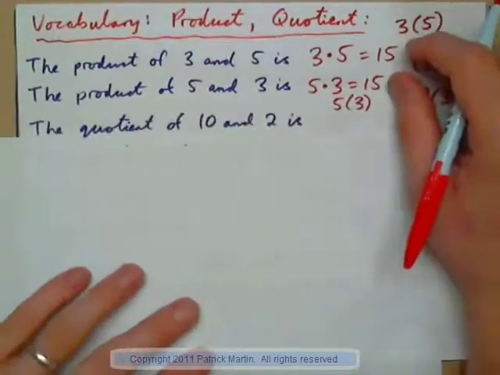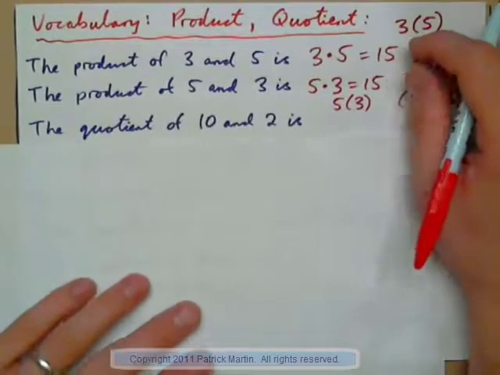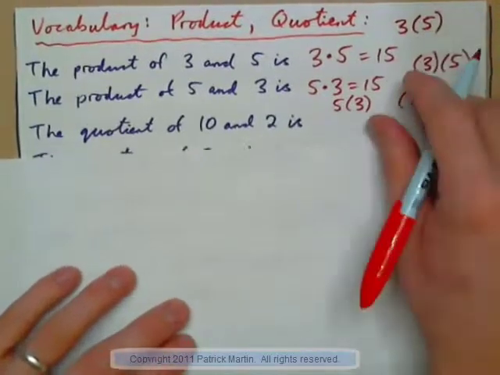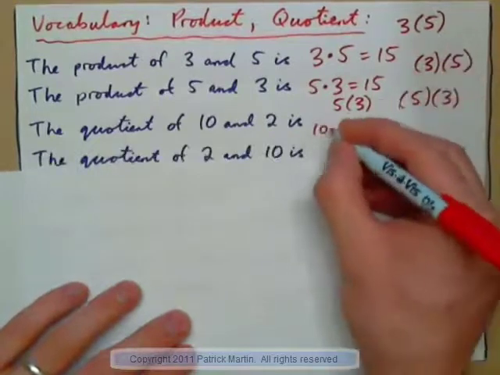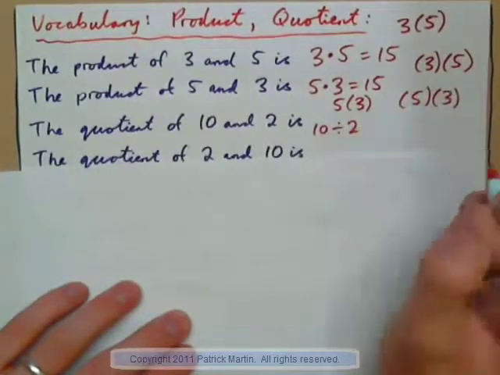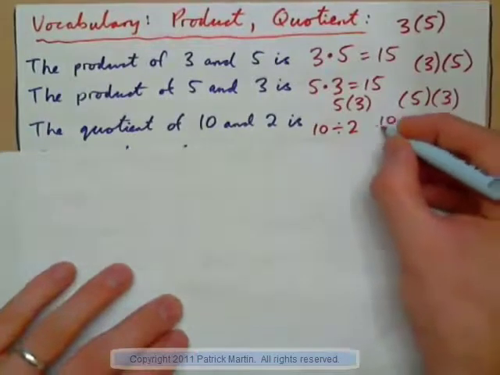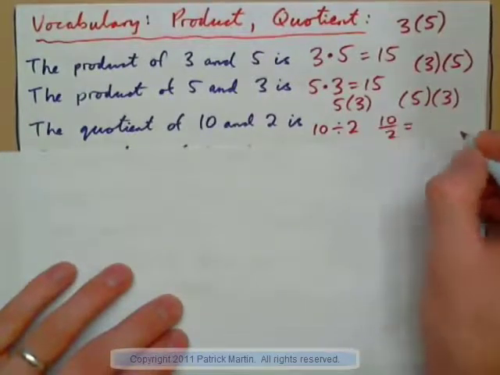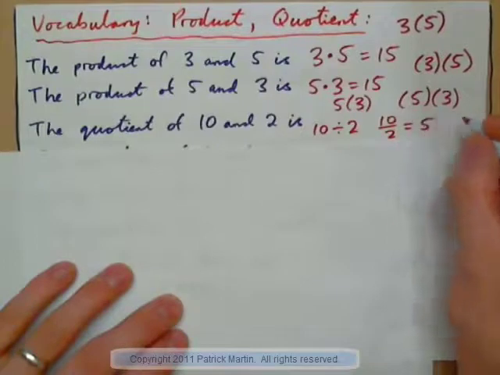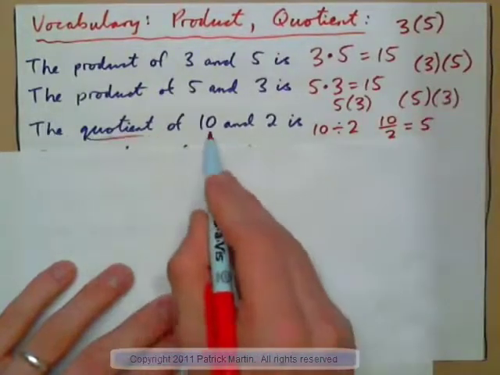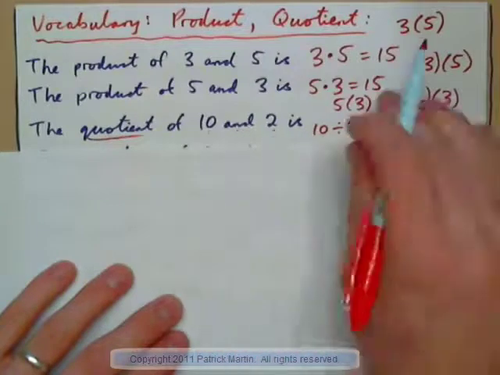The quotient, next. The quotient of 10 and 2 is 10 divided by 2. In algebra, we almost always do this: 10 over 2, which of course is 5, right? Now, notice that it's the first number divided by the second number.